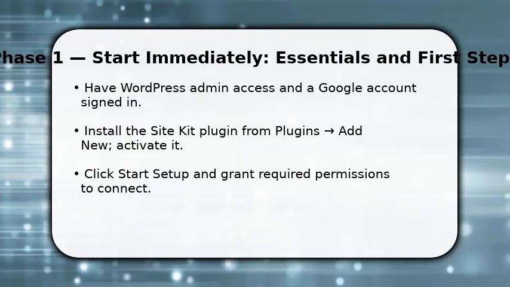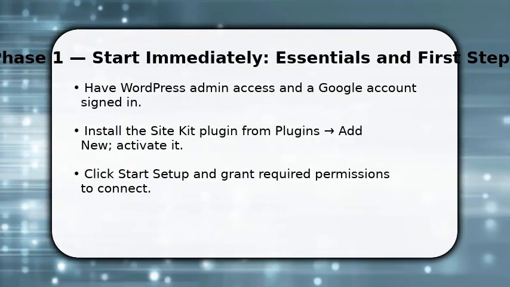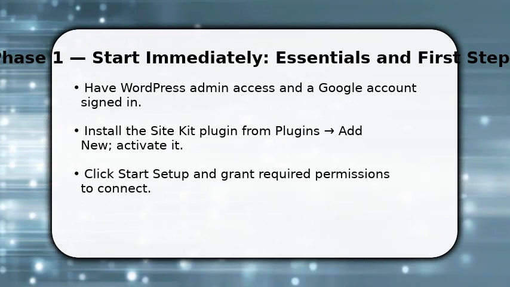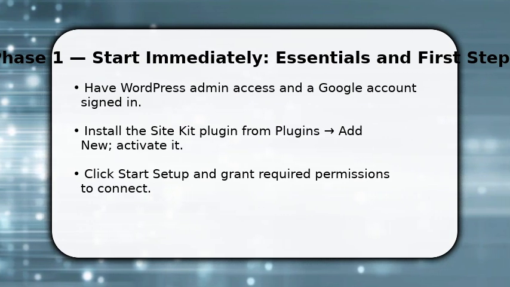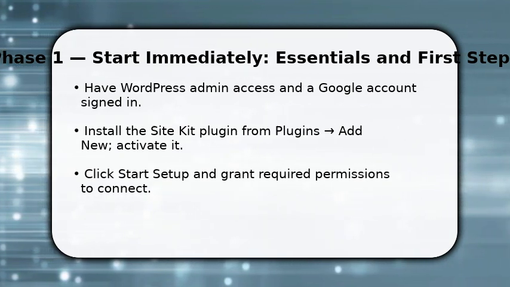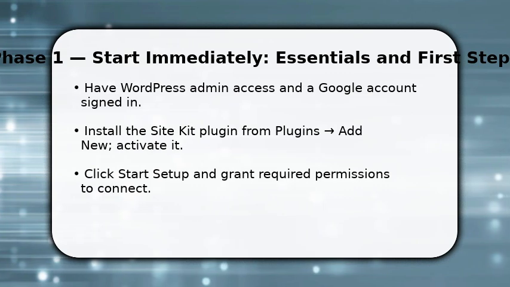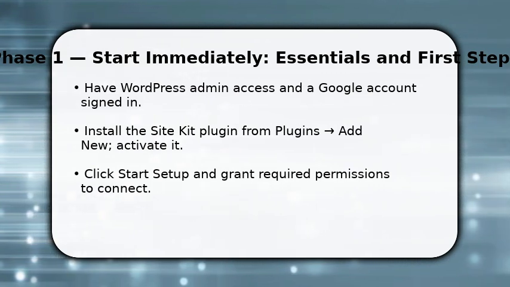Enjoy the video. You already have two essentials: WordPress admin and a Google account. Start now by installing SiteKit and activating it. This creates the connector between your site and Google services. Once done, click Start Setup and follow the permission prompts.